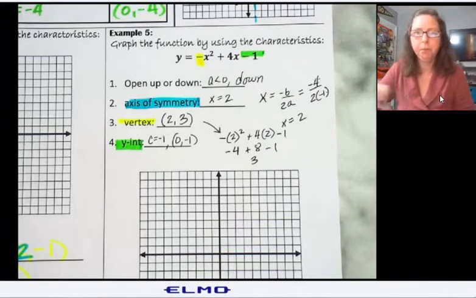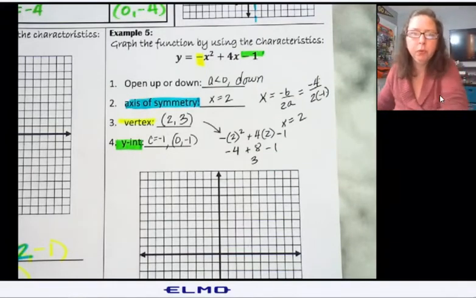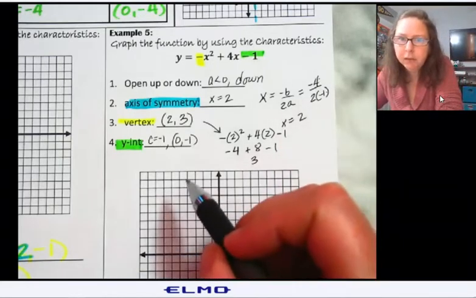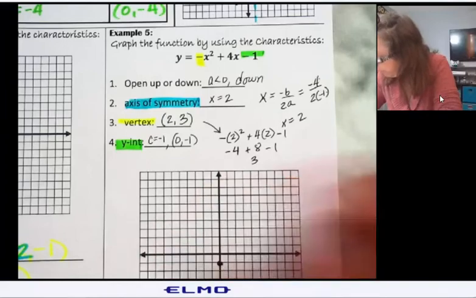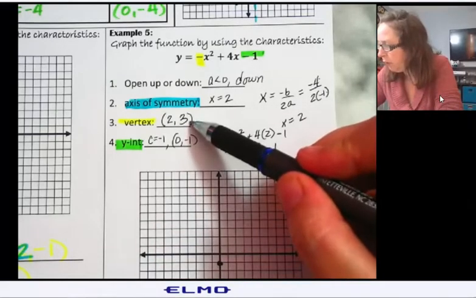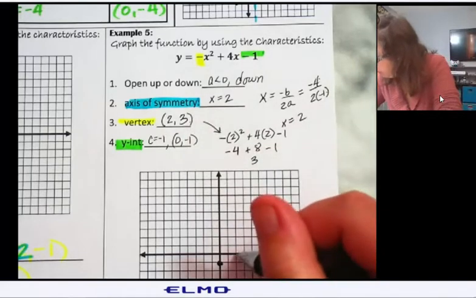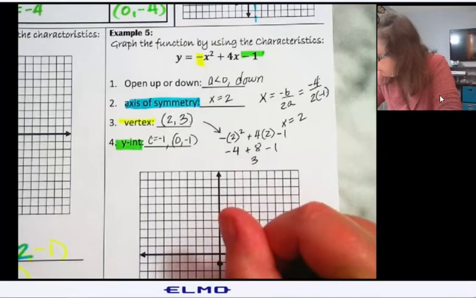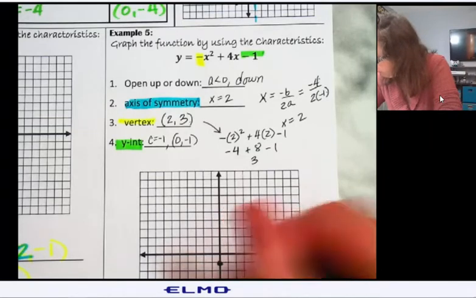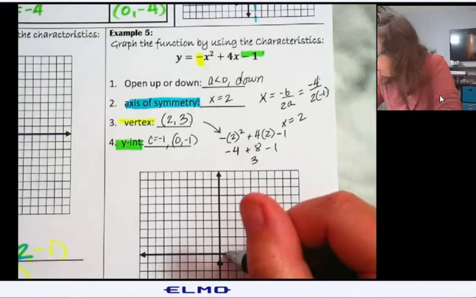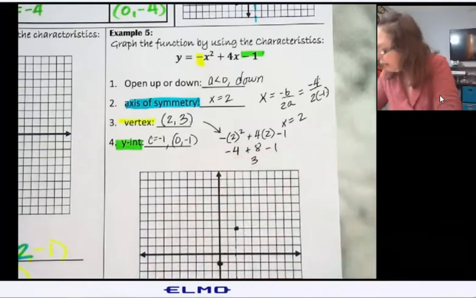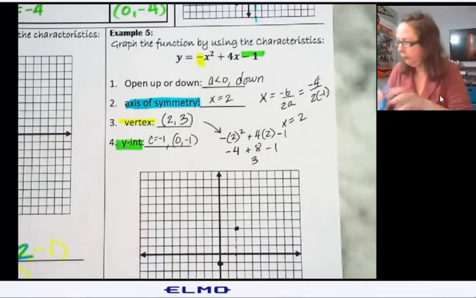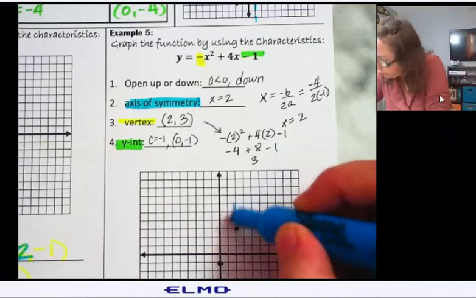So I'm going to go to the y-intercept at 0, -1. Then I'm going to plot the vertex. 2, -3, 1, 2, 3. I'm sorry, 2, +3. 1, 2, 3. And then I'm going to draw the axis of symmetry at x equals 2.